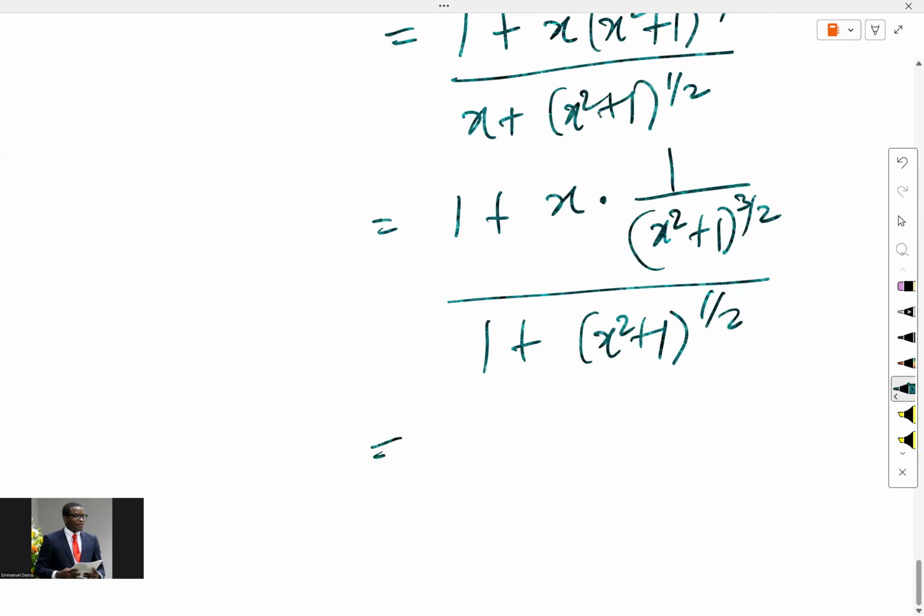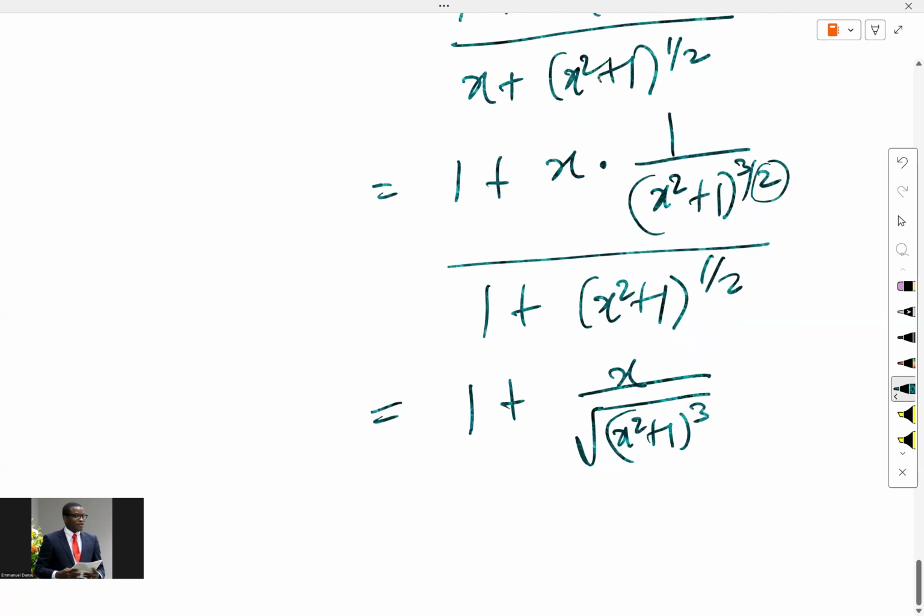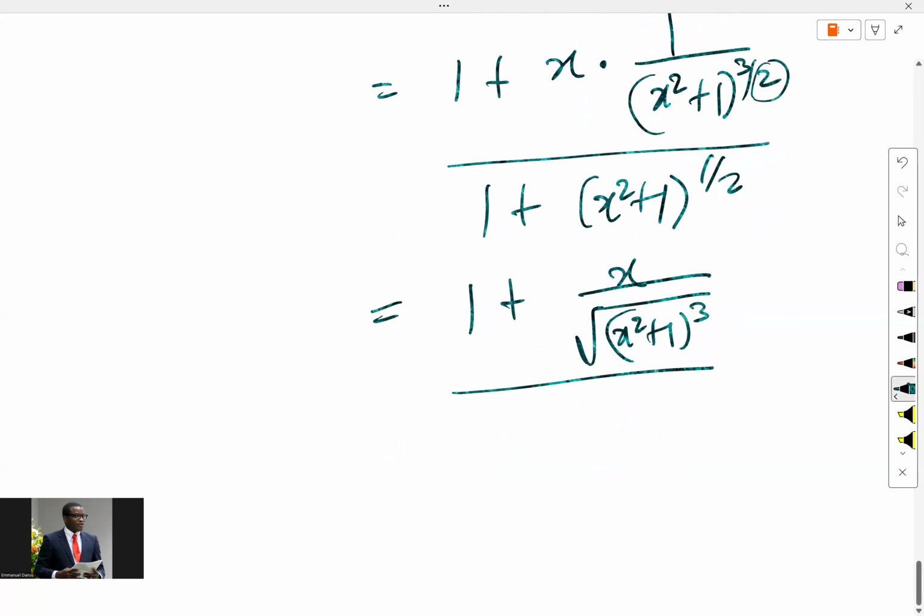So next we have 1 plus x all over the square root of x squared plus 1 cubed, all over 1 plus x squared plus 1 raised to power half. I can put the roots there too, right? So that's plus square root of x squared plus 1.